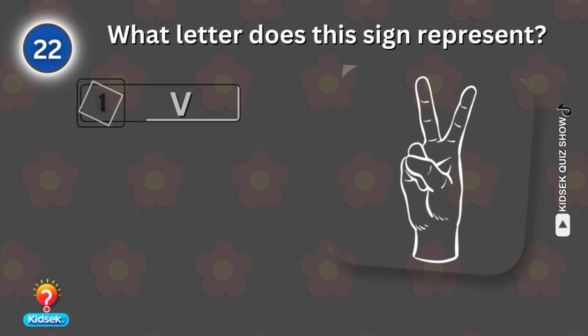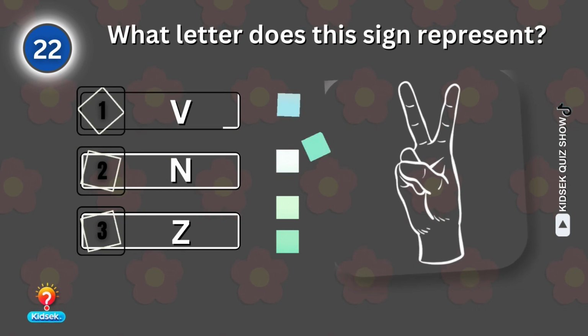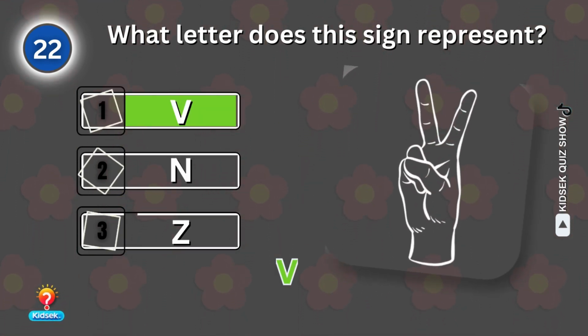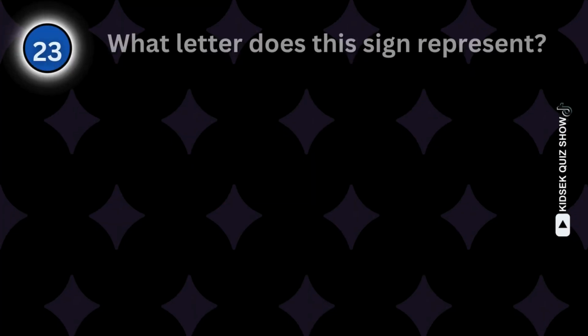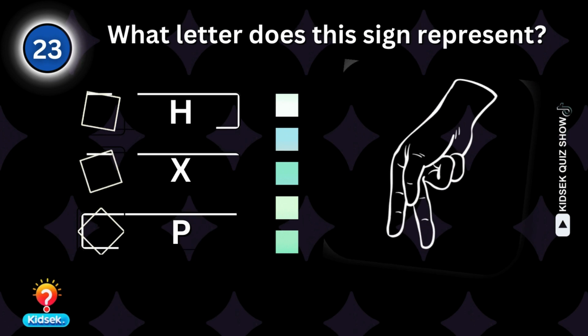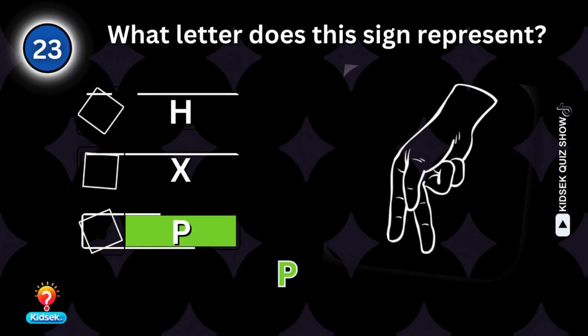Guess the letter: V, N or Z? It looks like the letter V. What letter does this sign represent? H, X or P? It's P.